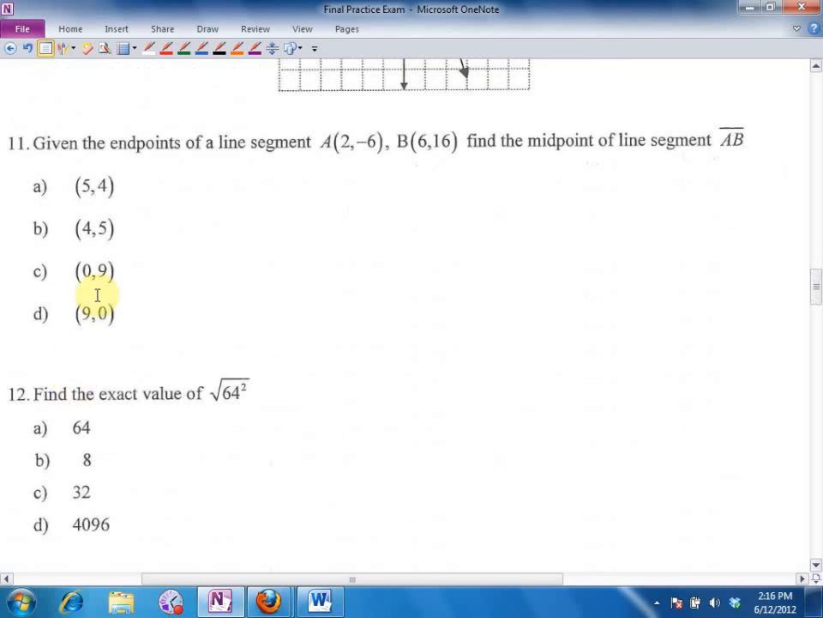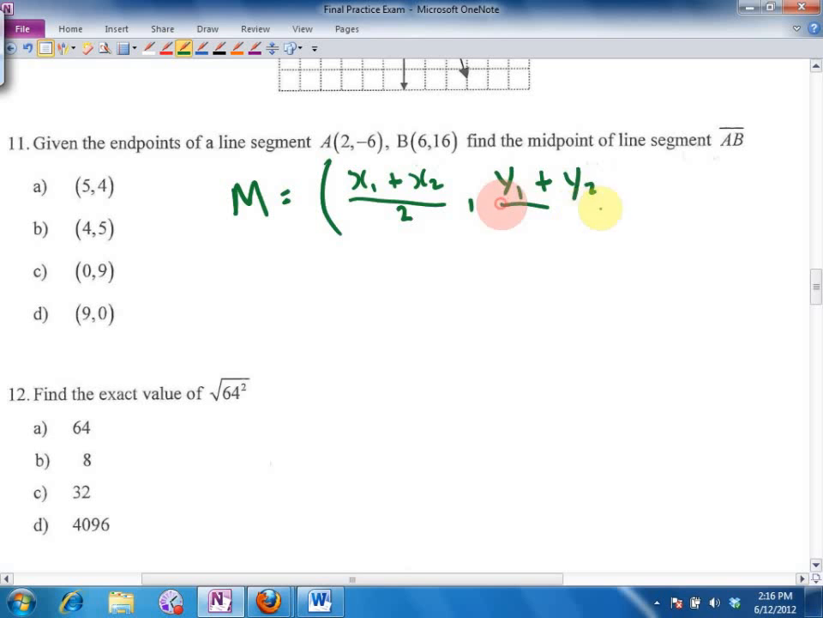Given the info. Okay, here we go. Midpoint. What's the formula look like? Looks like this. You're going to take the average of the x's and the average of the y's. You're going to add them together, divide by 2.